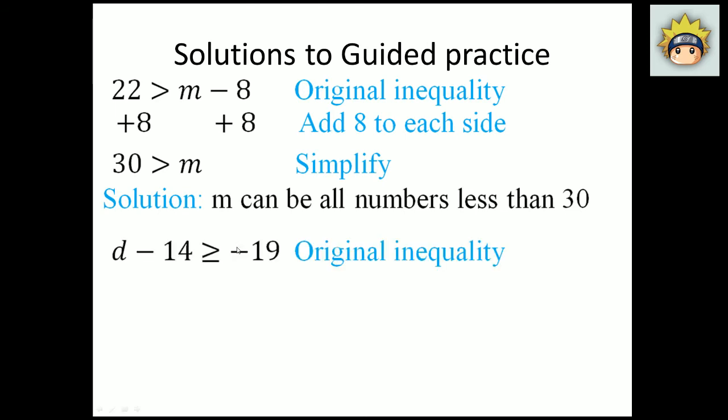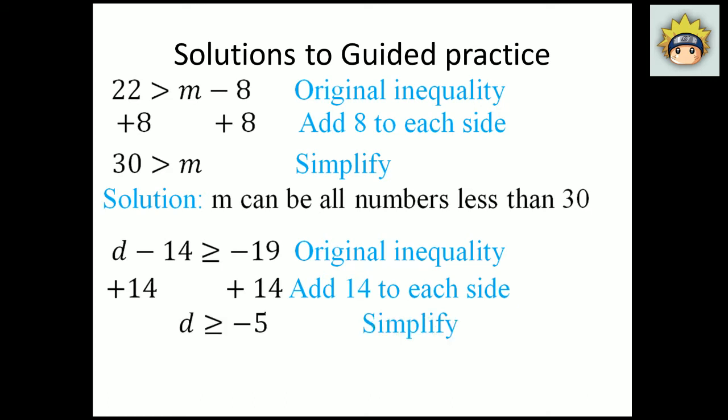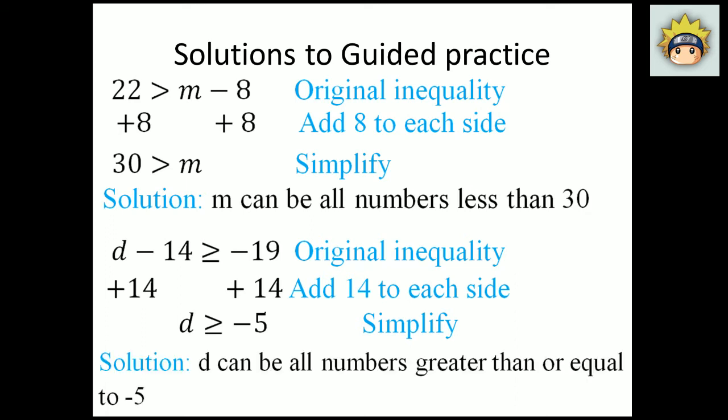Next, d minus 14 is greater than or equal to negative 19. This is the original inequality. Add 14 to both sides because that is the inverse property. d is now greater than or equal to negative 5, which is what I get after I simplify. I would say that my solution is d can be any number greater than or equal to negative 5.